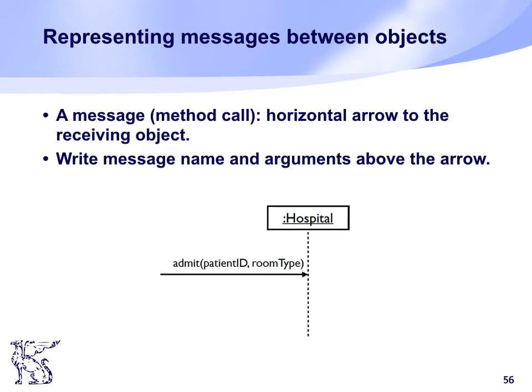Now let's move on to how these objects communicate with each other. The communication between objects is depicted using messages, and the messages appear in a sequential order on the lifeline. We represent messages using horizontal arrows. We write the message name and arguments above the arrow. That's how we represent a message. Lifelines and messages, these two are the core elements to create a sequence diagram.